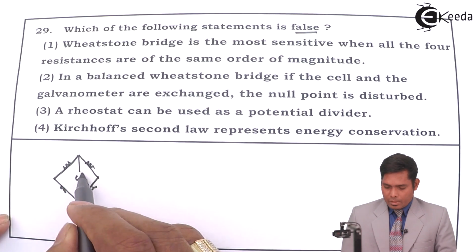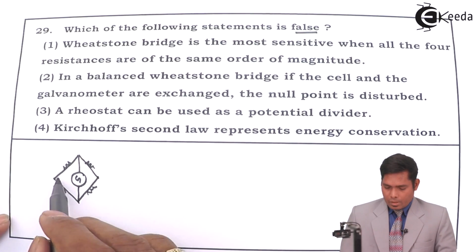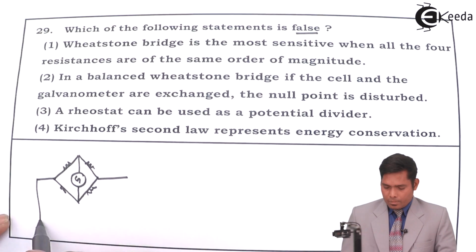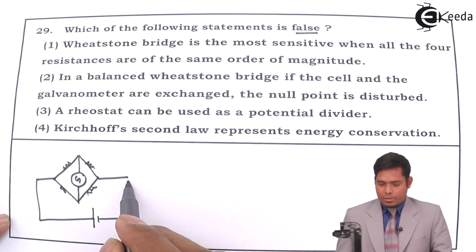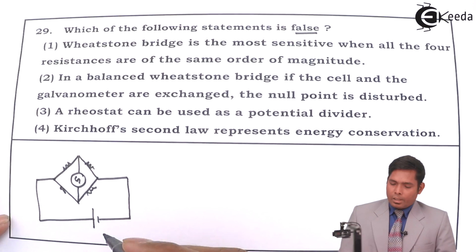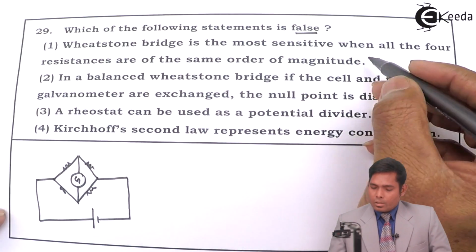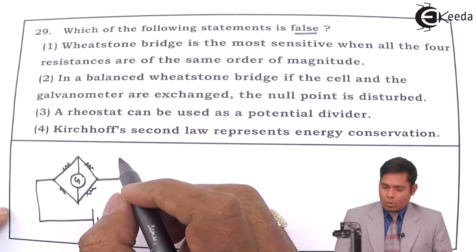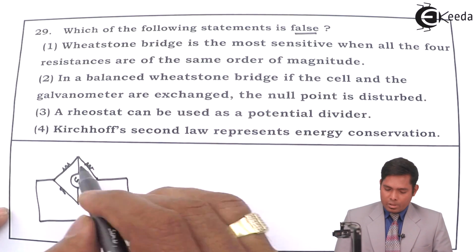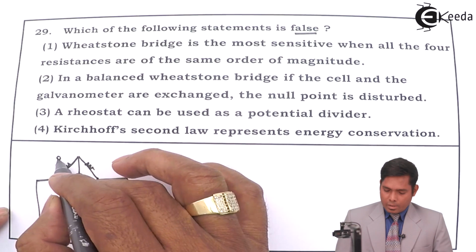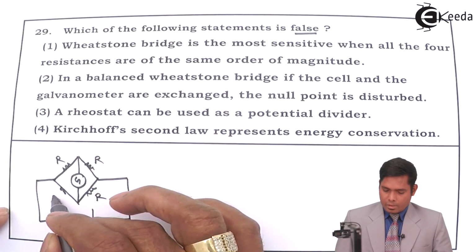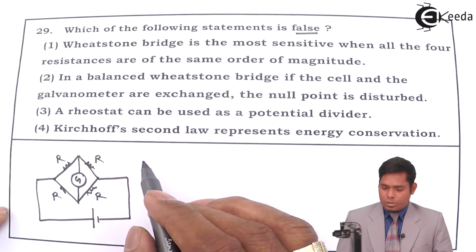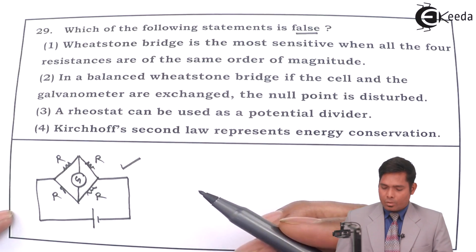this is a galvanometer, and here we connect a cell like this. This is a Wheatstone bridge network. In a Wheatstone bridge, this bridge becomes most sensitive when all the four resistances are of the same magnitude. That means this R, R, R, if all are of the same magnitude, then it is most sensitive. This is a correct statement.